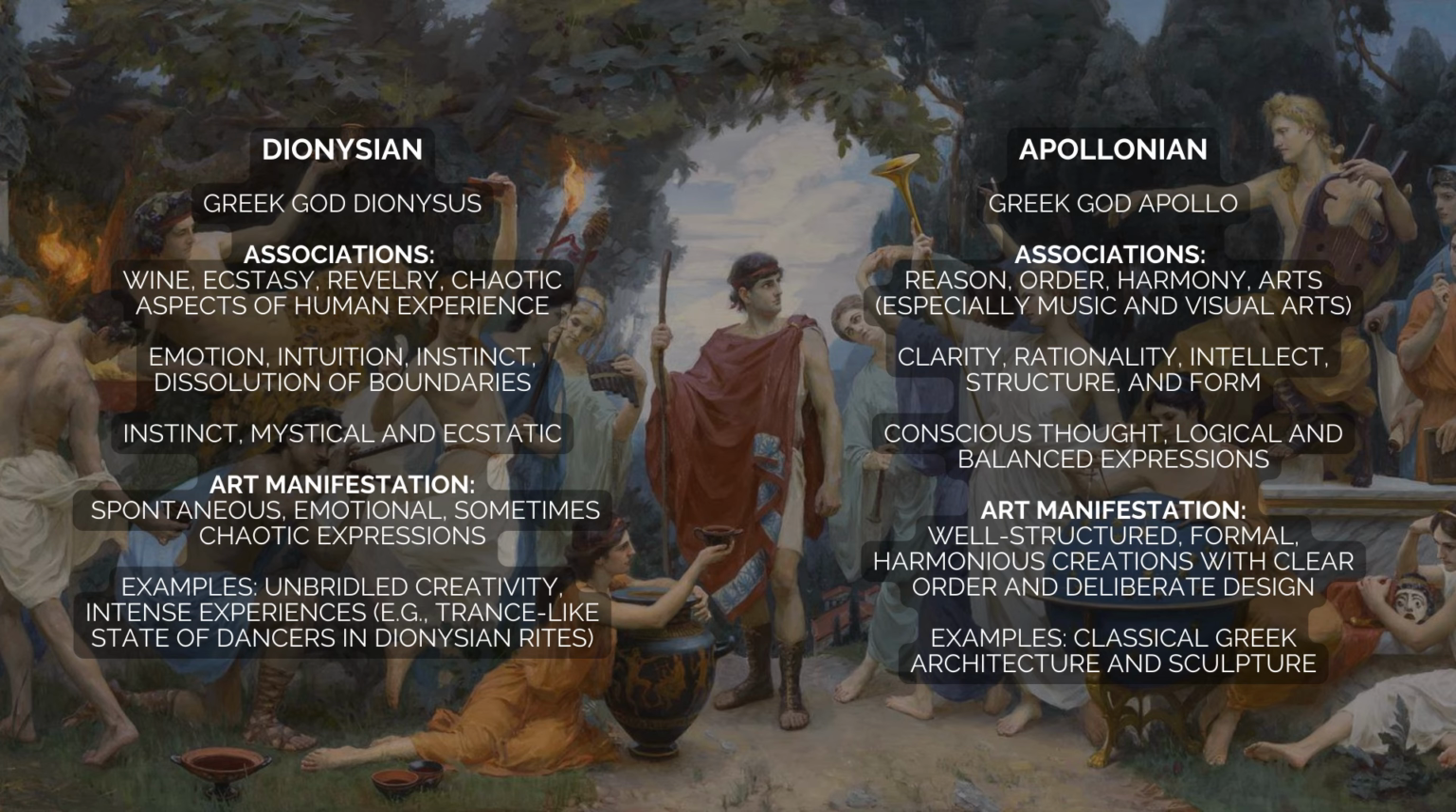Nietzsche used the Apollonian and Dionysian as a framework for understanding the contrasting elements in Greek tragedy, suggesting that great art and culture emerge from the tension and interplay between these two forces. And he argued that tragedy, as exemplified in Greek drama, is a synthesis of these opposing elements, where the Apollonian forms provide structure and beauty, while the Dionysian energies bring intensity and emotional depth.